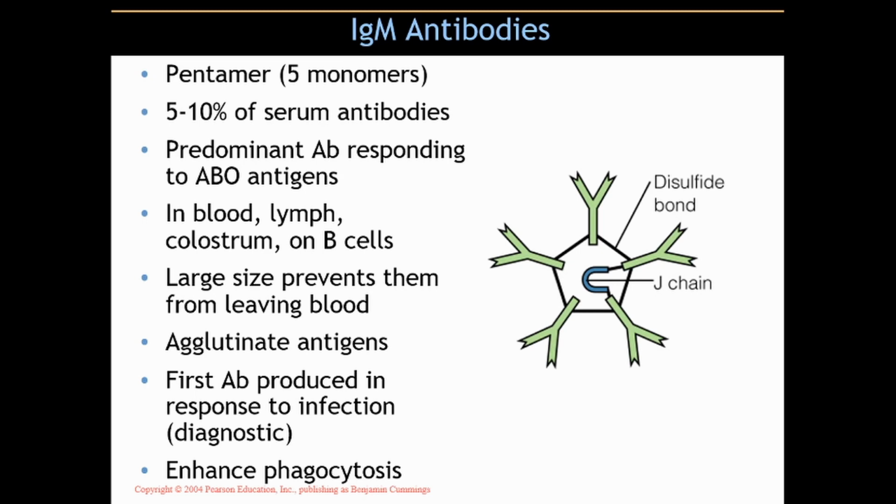Because of their pentamer size, their large size, they cannot leave the blood, and so they remain within the circulation. They are the first antibody produced in response to infection, and that makes them a diagnostic tool. You can see that you're in the early stages of an infection because the IgM numbers spike, and so you see many of them. If you were to do a titer, you would see loads of IgMs.